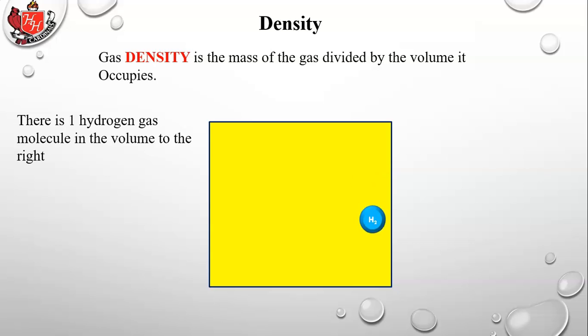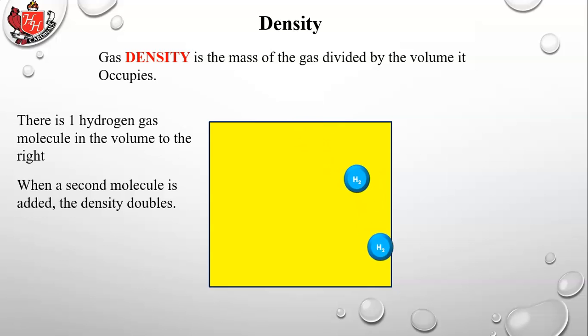Okay, so here we have a single hydrogen molecule. There's one hydrogen molecule, gas molecule, in this volume. So let's say this is a mole of hydrogen. This molecule represents a mole of hydrogen. So that would be 1 gram of hydrogen, and let's say the volume is 1 cubic meter. And so it would be 1 gram per cubic meter. Now if you put a second hydrogen in there, it's now going to be 2 grams per cubic meter. You've increased the mass and kept the volume the same. So therefore the density is greater.